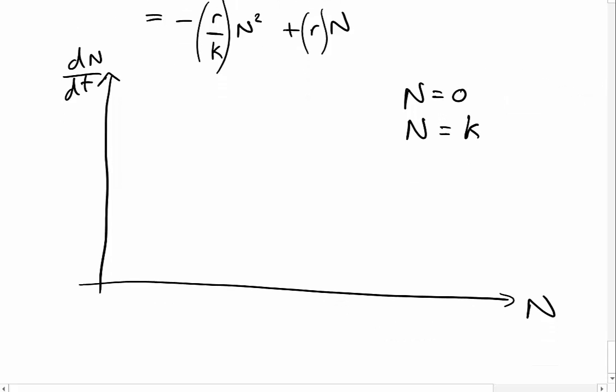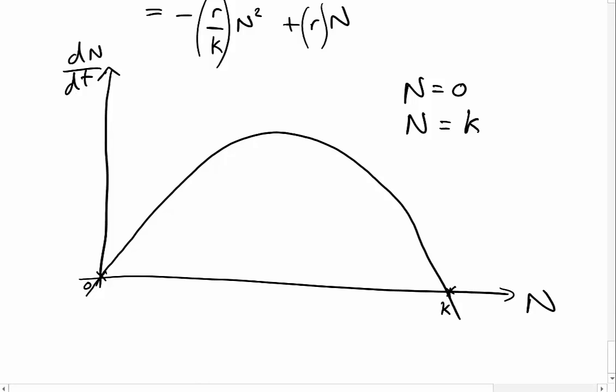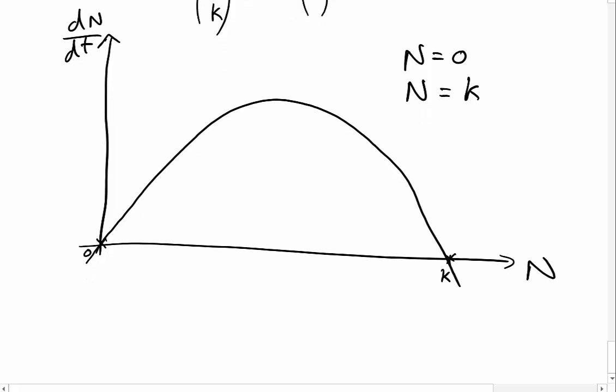So I know that those are my two roots. Therefore I've got a negative quadratic, and it's going to cross at n equals 0 and at n equals k. So let's see if I can draw this in. There we go, that's not that bad. This is n equals 0 and this is n equals k. That's all I'm doing, it's just algebra, which you should have been familiar with since A-level.